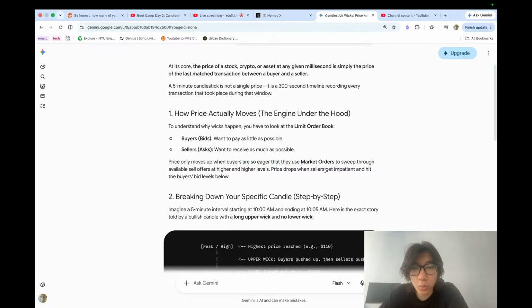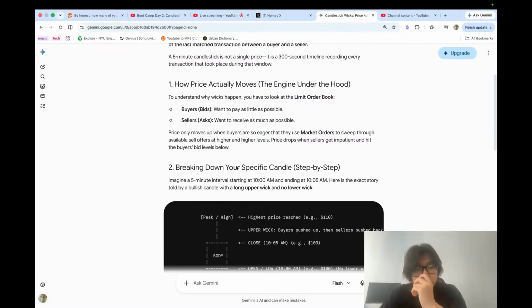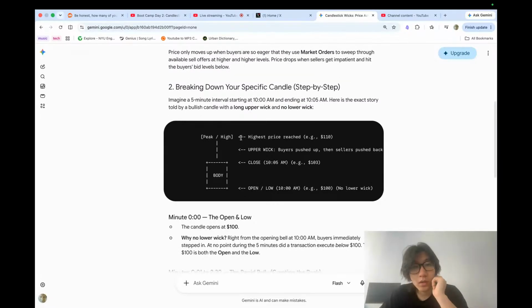Smart orders sweep through the available sales offers at higher and higher levels. Price drops when the sellers get impatient and hit the buyers' bid levels below. Breaking down a specific candle: the peak is the highest price reached, with more buyers wanting to buy at a low price and the price getting much higher, while sellers want to sell at a high price and it will get lower.